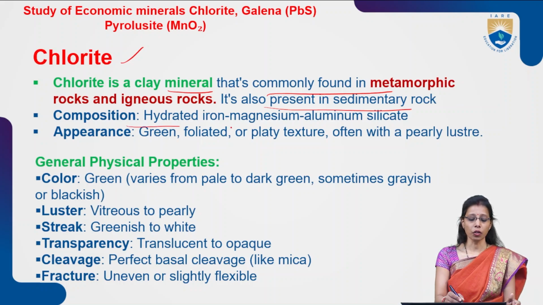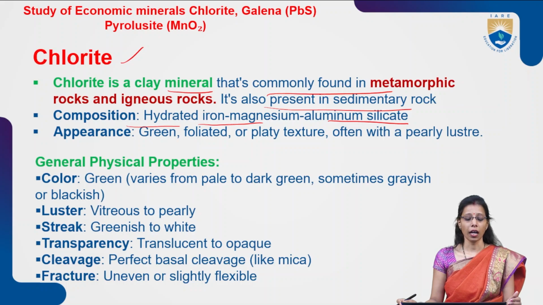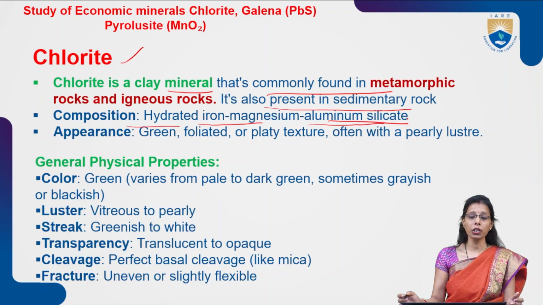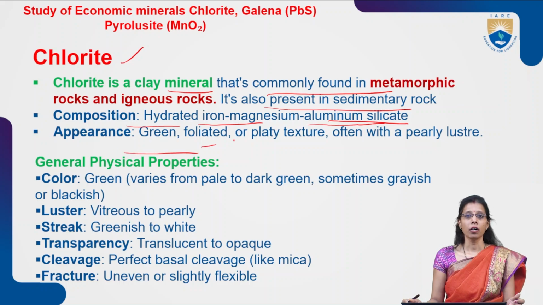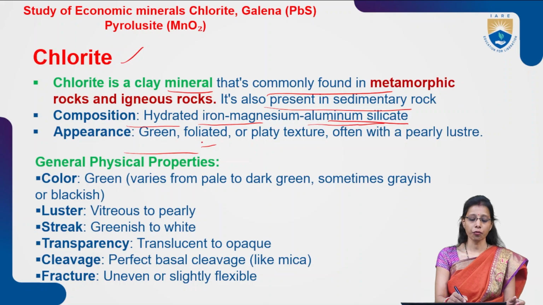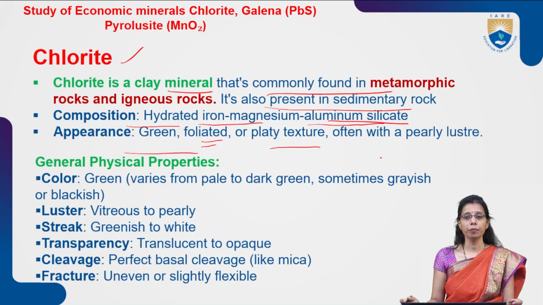Now composition, if you see, the composition here is hydrated iron, magnesium, aluminium silicate. It has a high iron content, and magnesium is present in it, and aluminium silicate is also present. Now appearance, if we see, it looks green in color and it is a foliated kind of mineral with a platy texture, often with a pearly luster. So this chlorite mineral has a pearly luster, and it has a platy, foliated texture in green color.